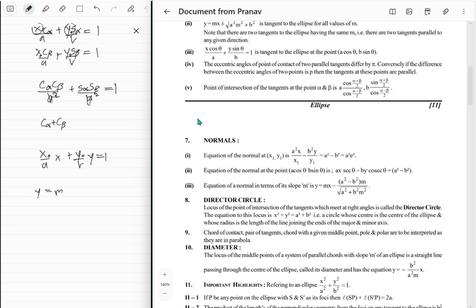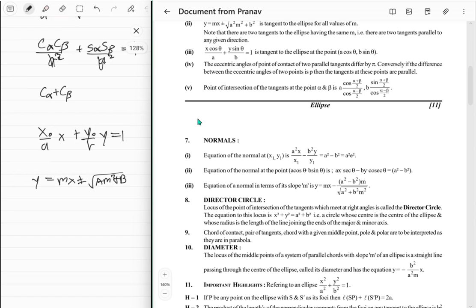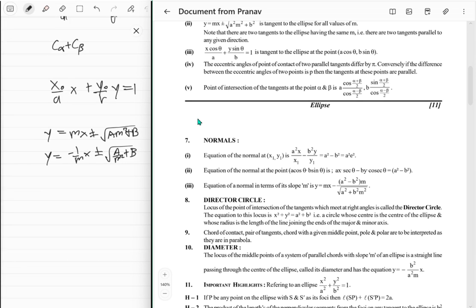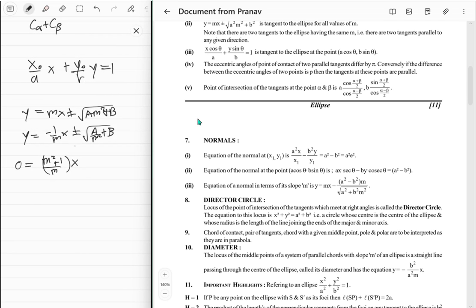So y equal to mx plus or minus square root of am squared plus b, and y equal to negative 1 upon m x plus or minus square root of a upon m squared plus b, wherever these intersect, right? So whenever these intersect, you get 0 equal to m squared minus 1 upon m times x, plus the square root term, and the constants don't really matter. If this is plus, you have to keep it plus. If it's minus, you have to keep it minus.